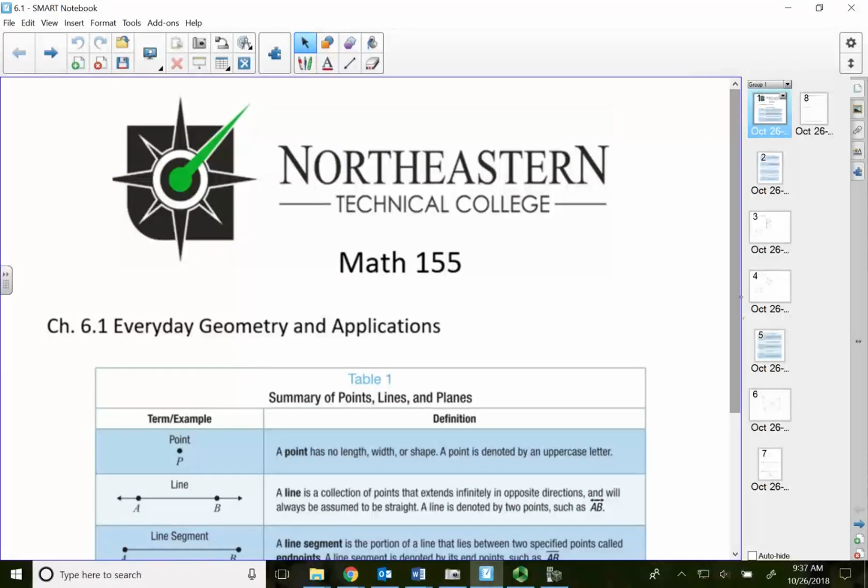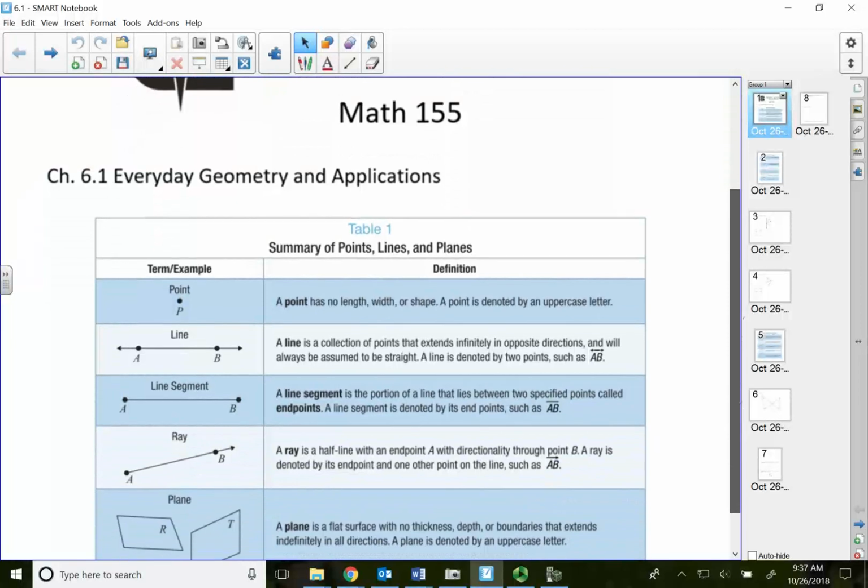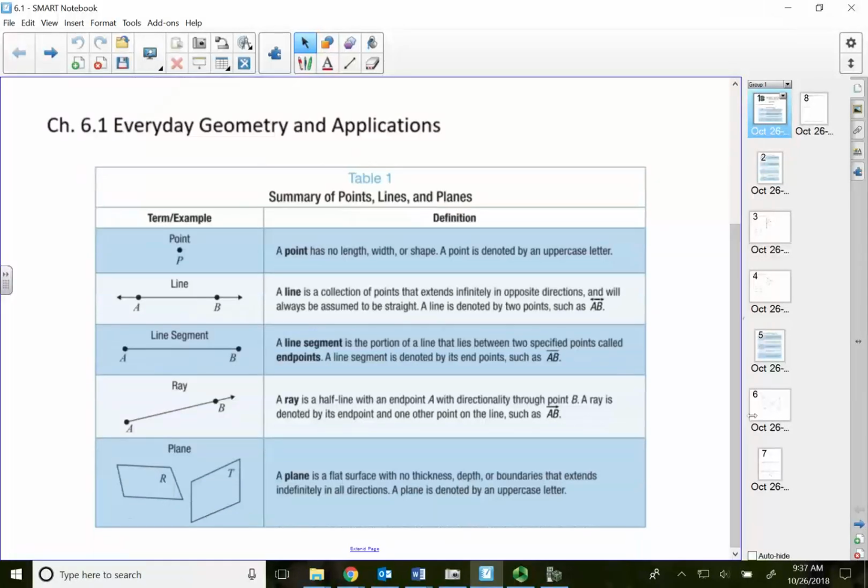So in this lecture video, I'm going to go through a series of basic geometric concepts, and we're going to do some examples. So let's just start off with very, very basic stuff, okay? And then I'm going to summarize a lot of this stuff you might already know, and then I'll begin to do some problems.